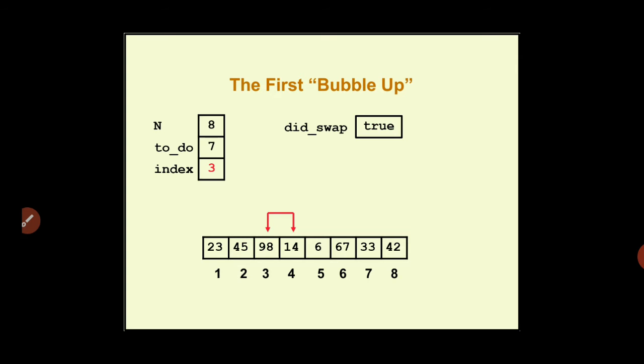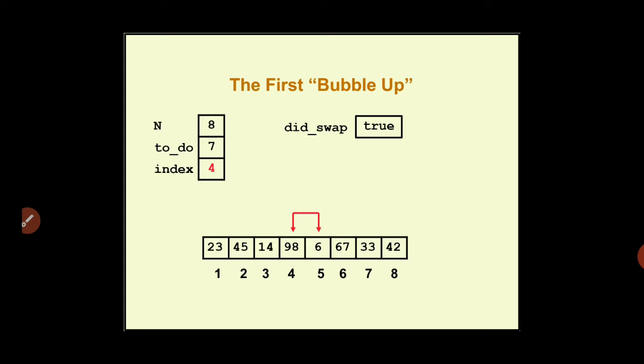Index number is 3. This is index number 3 and index number 4, and they are compared to each other, that means 14 and 98 are compared. We check that 14 is less than 98, then 98 goes to the position of 14, that means swapping is called. Swap is true, indicating the swap, and we go for the next index value.